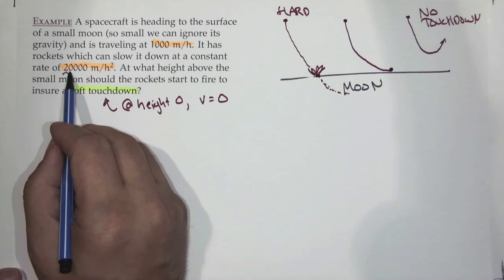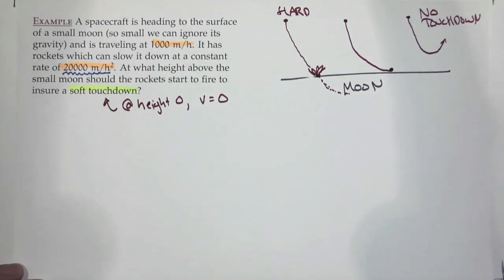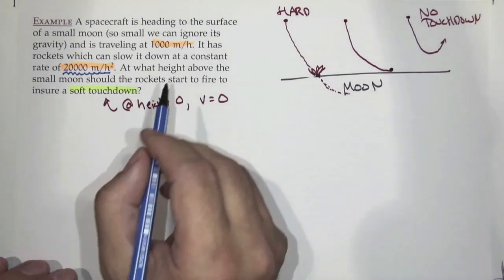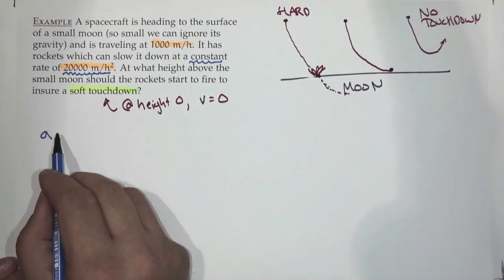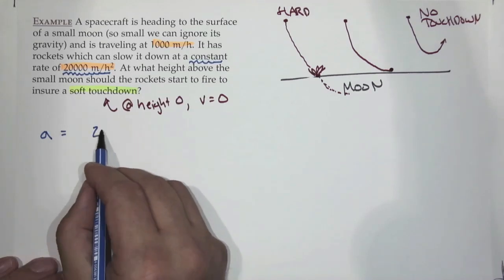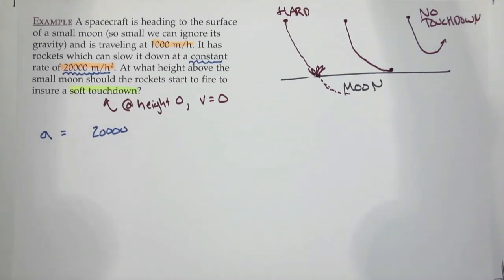This number right here, 20,000 miles per hour squared. What kind of thing is that? What's that related to? Acceleration. Oh, you guys are good. And notice it's a constant. So we're told acceleration is 20,000. We won't worry about units. That's a physicist's problem. But is it 20,000? Negative, yeah. Because we're slowing down. So it should be negative. All right. So that's good.